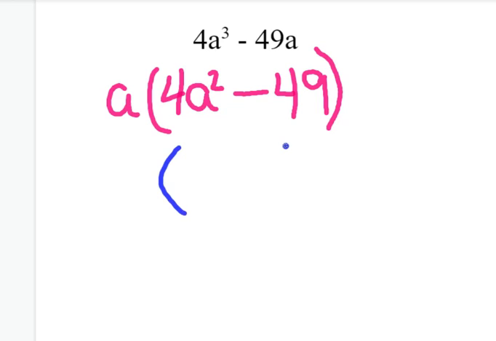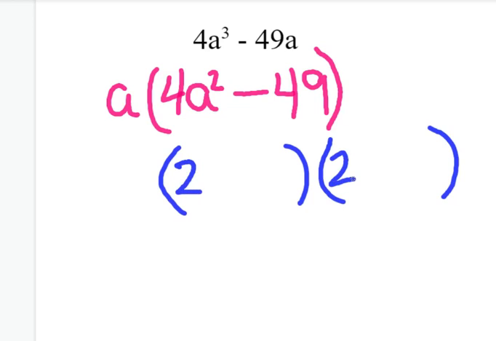Okay, I'm going to break this up. What times itself is 4a squared? Well, the square root of 4 is 2. In other words, 2 times 2 is 4. And how do I get a squared? A times a. You see how they're the same? And then how do I get the 49? 7 times 7. And over here we put a plus and a minus.